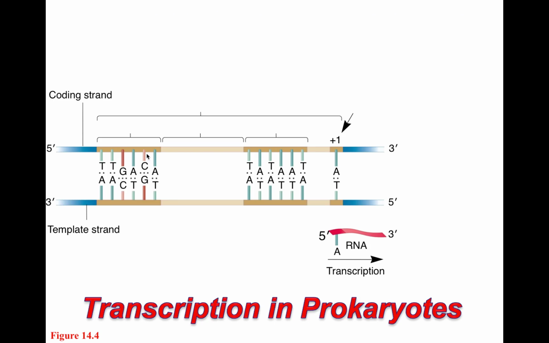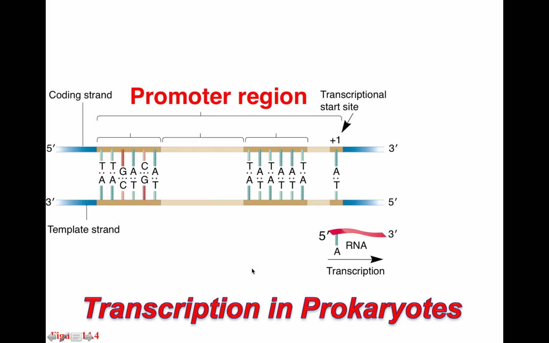Here is an up-close look at a prokaryotic promoter. We're going to look at some of the actual sequence of nucleotides that you would find in a typical promoter for a prokaryotic gene. This is the whole promoter region. This is the region where RNA polymerase binds. Let's orient ourselves a little bit first. Nucleotide number +1 is the transcriptional start site. This is the first nucleotide that is transcribed from DNA into RNA by RNA polymerase.